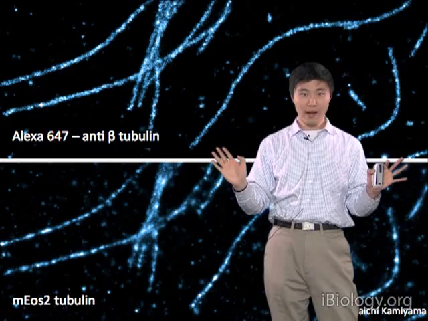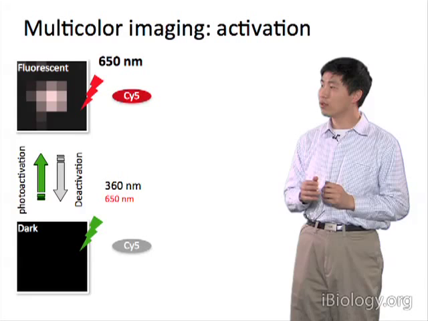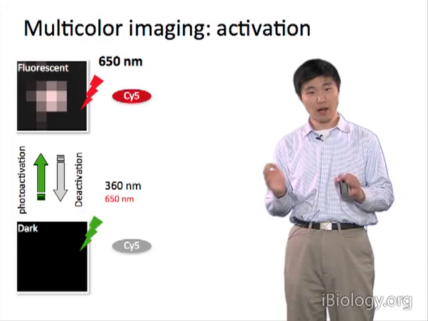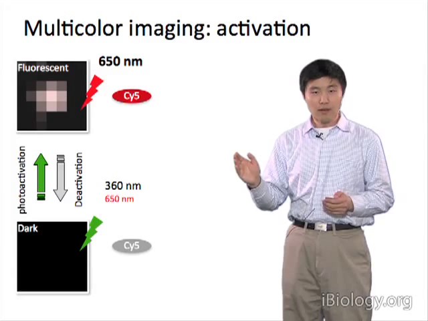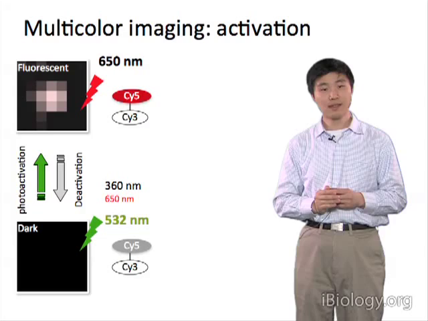The photo switchable red cyanine dye in particular allows us a different way of doing multicolor imaging. Let's come back to the photo switching mechanism of Cy5. We know that the red laser drives the off-switching, and UV, as well as the red, drives the on-switching. Now, if Cy5 has another fluorophore nearby, in this case Cy3, we can drive the on-switching by exciting Cy3 with a green laser.